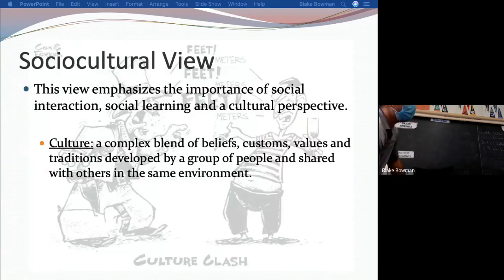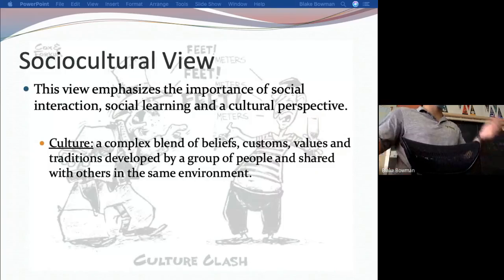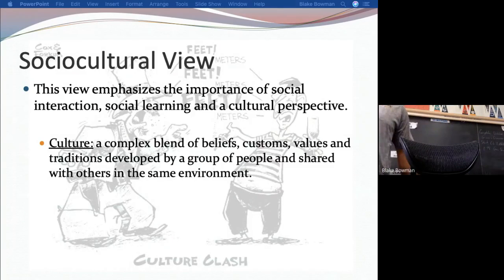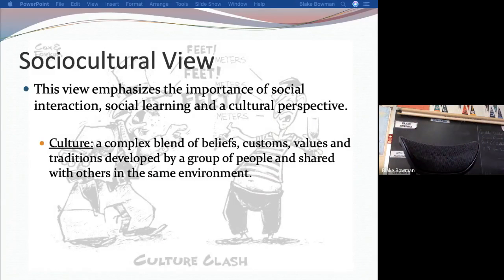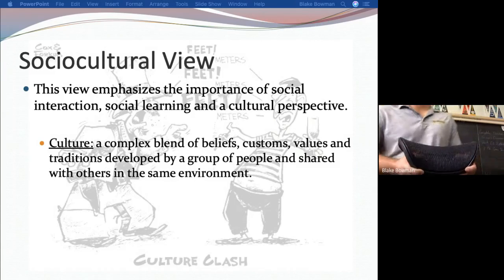Okay. Last approach I wanted to talk about, the sociocultural view. And this is pretty self-explanatory. How our social life, how our culture may shape how we interact with people, our characteristics, our hobbies, things that we find for entertainment. Maybe it's our learning, our understanding of the world.